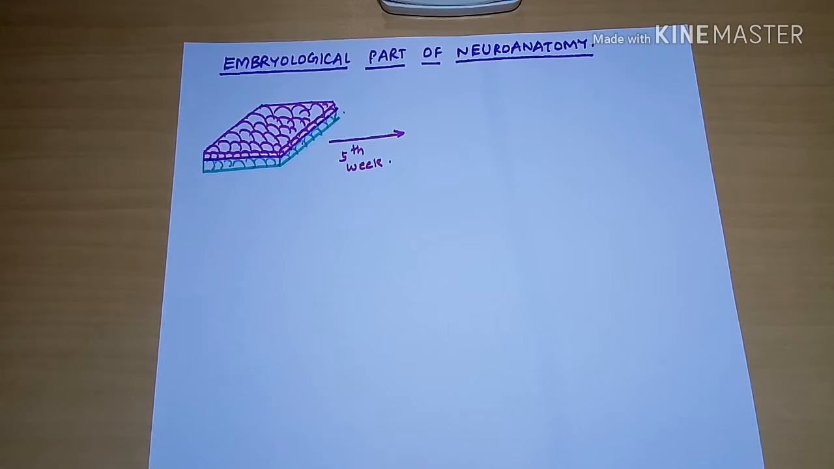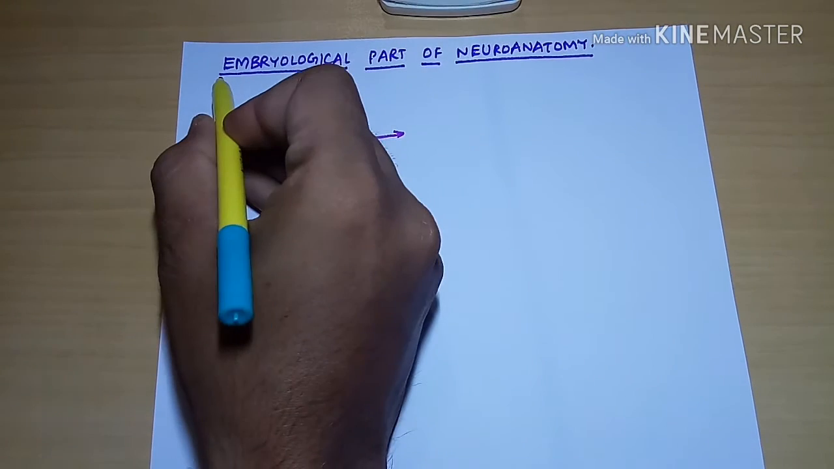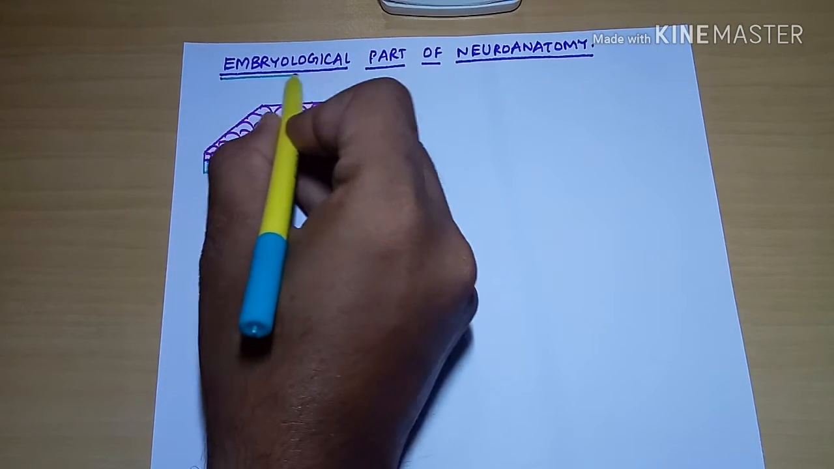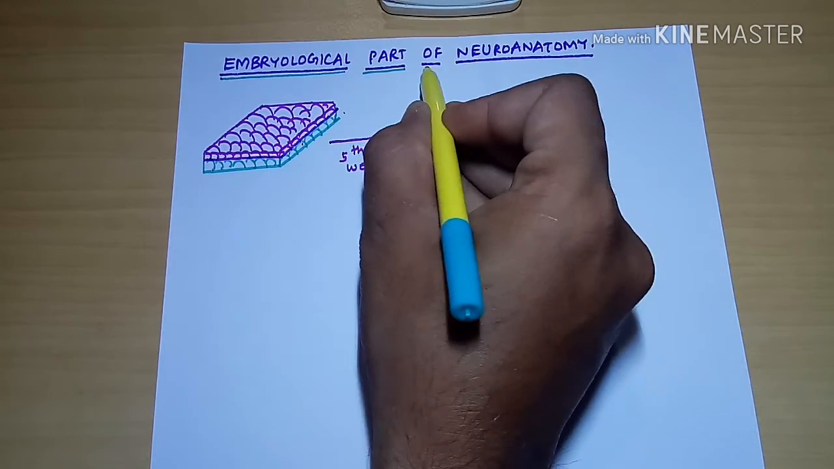Welcome to Easy Medchem. Today's video will be covering the embryological aspect of neuroanatomy. Today we will cover how the brain structure and the spinal cord structure are formed in the embryological age.